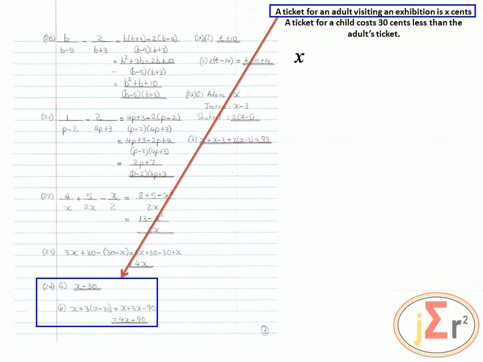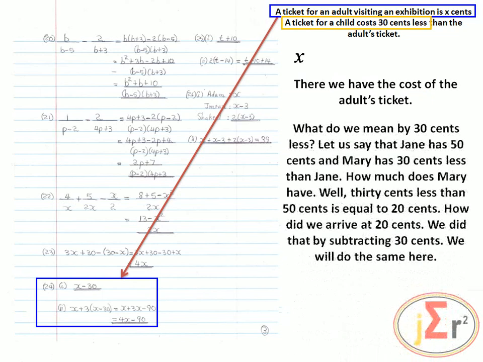That represents what? The cost of the ticket for the adult is X cents. So there we have the cost of the adult's tickets. A ticket for a child costs 30 cents less. What do we mean by 30 cents less?